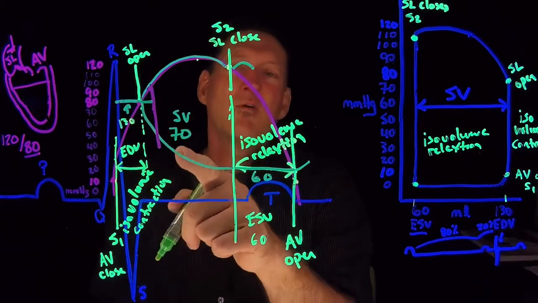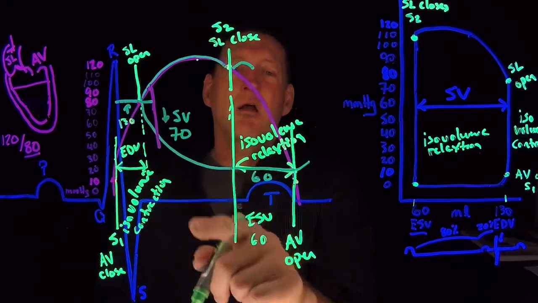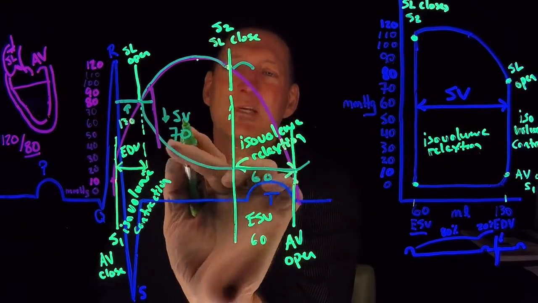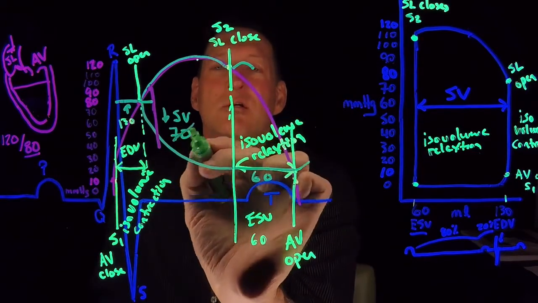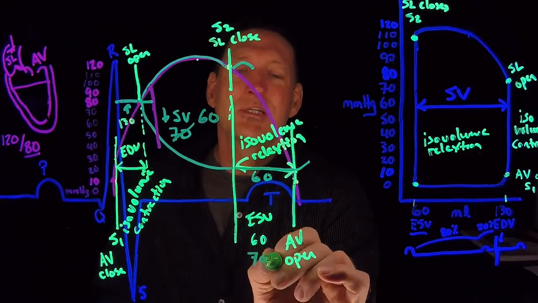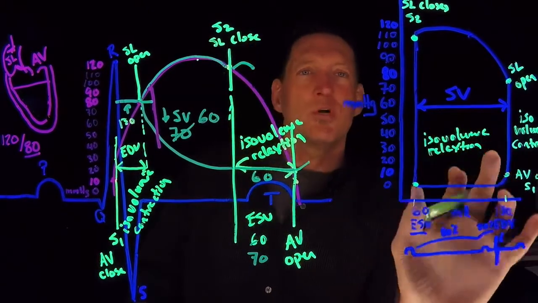All right, so now if we take that over, stroke volume is going to go down, and of course if stroke volume goes down, what's going to happen to your ESV? Well, if stroke volume went from 70 to 60, then the ESV is going to go from 60 to 70 because there's that retained blood. Well, let's put it over here.